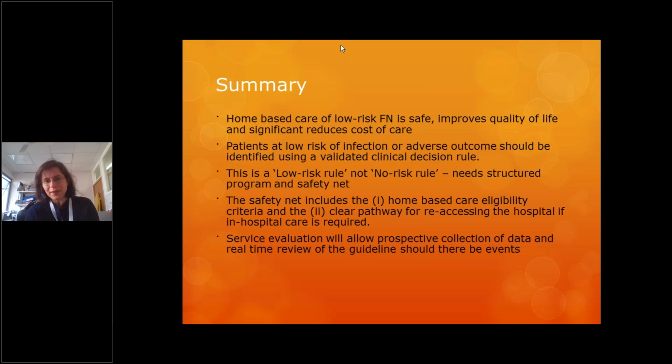I think it would be really interesting to see the results of the service evaluation that comes attached to this guideline, because then we'll have UK data on how it has been implemented, and what the readmission rate, the re-presentation rate, and so forth have been.